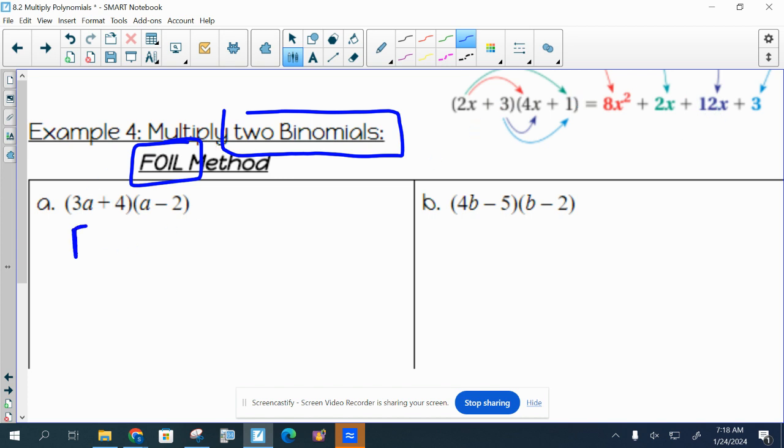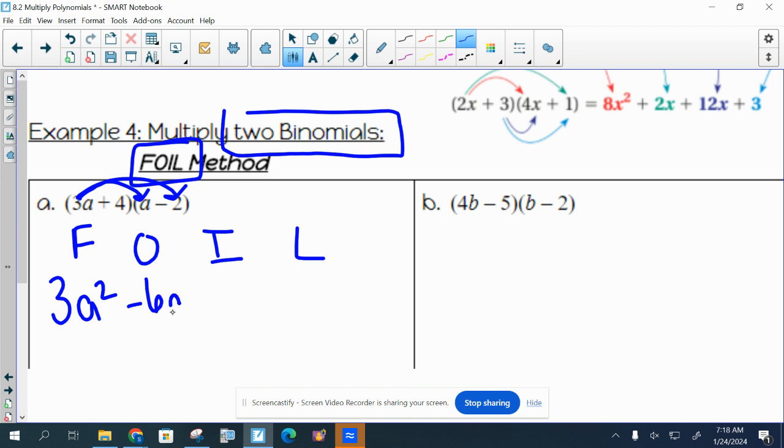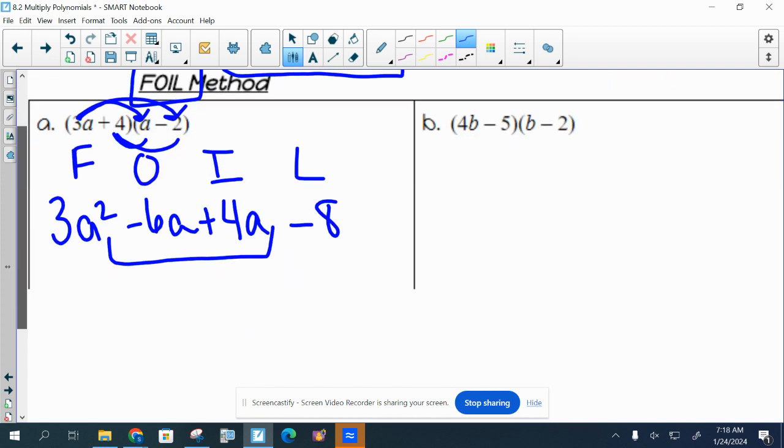So if you spell it out for first, outer, inner, last, the first term would be 3a times a, which is 3a squared. And then the outer term would be 3a times negative 2, which is negative 6a. The inner term would be 4a, and the last term would be negative 8. Then you're going to add your two middle terms. So that's 3a squared minus 2a minus 8.